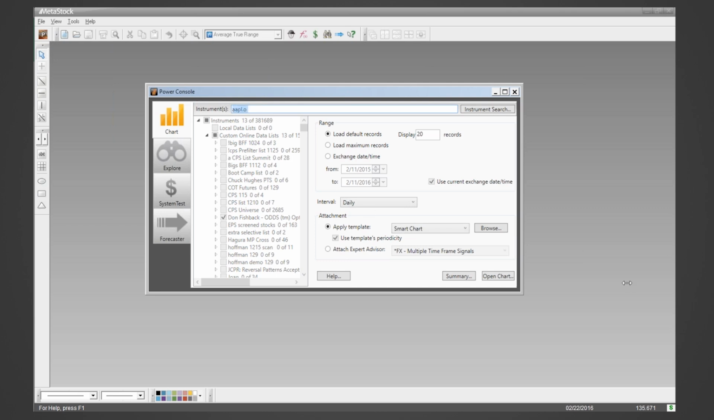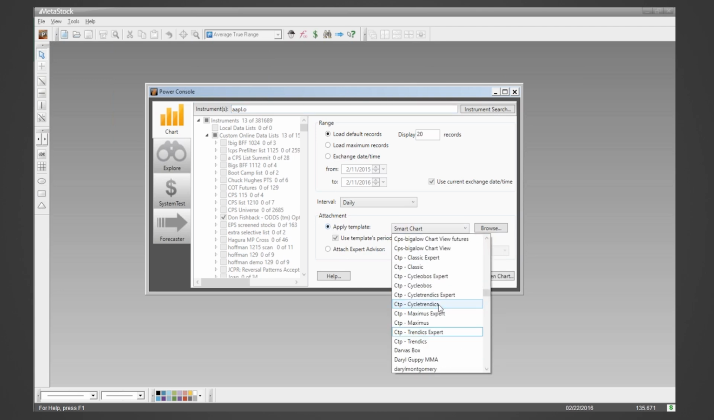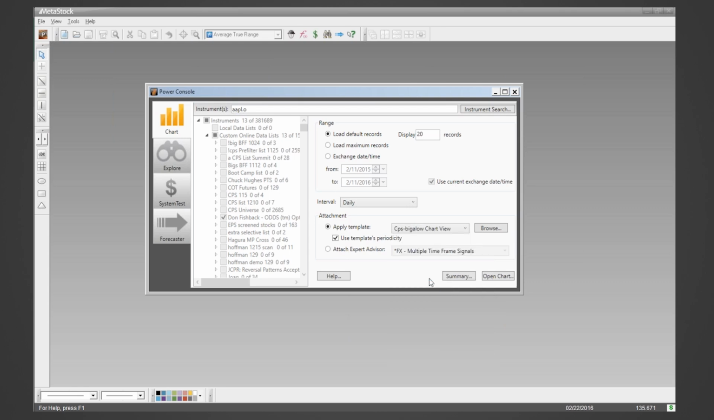Okay, and what I'm going to do is say apply a template, and I'm going to go down to CPS. Bigalow CPS. So CPS stands for Candle Profit Systems. There's two views that you can pick from. One is for if you want to trade futures, and one's if you want to do charts. The difference is the moving averages that are applied. So just open up the chart, just type it in right here.